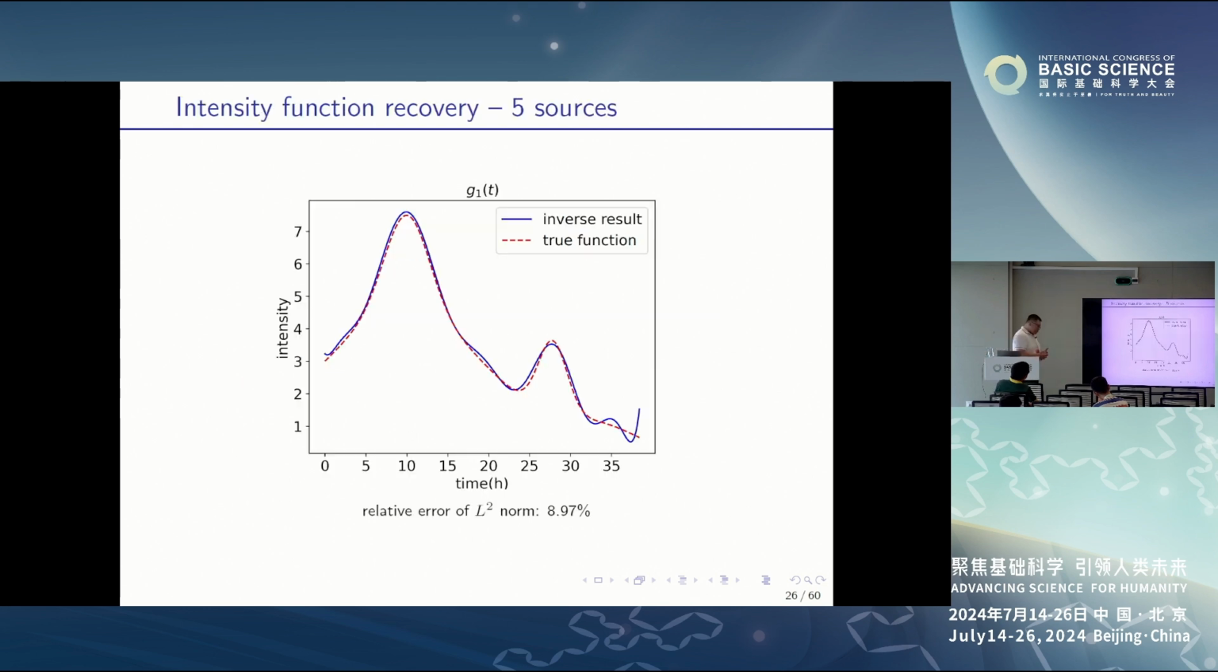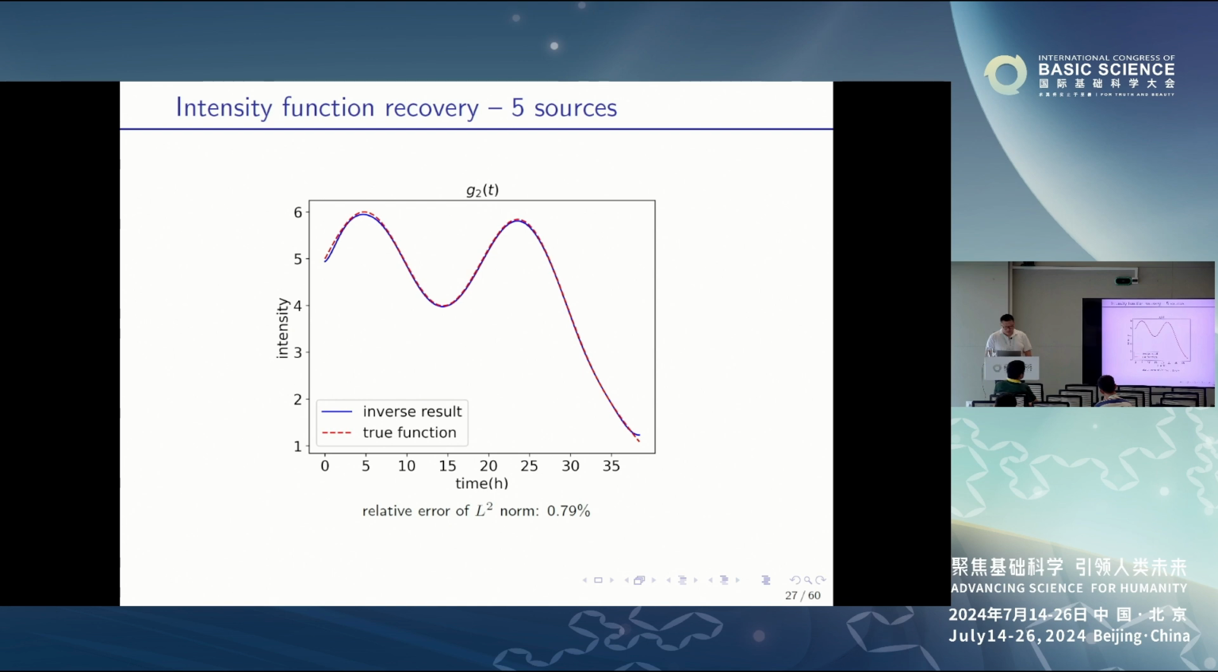Okay, so this is the numerical result. This is the first one. You see the red one is the true intensity function, and the blue one is the inversion result. I think the most interesting part here is that we can accurately reconstruct those peaks. You see 2 peaks here. We can accurately reconstruct those peaks.